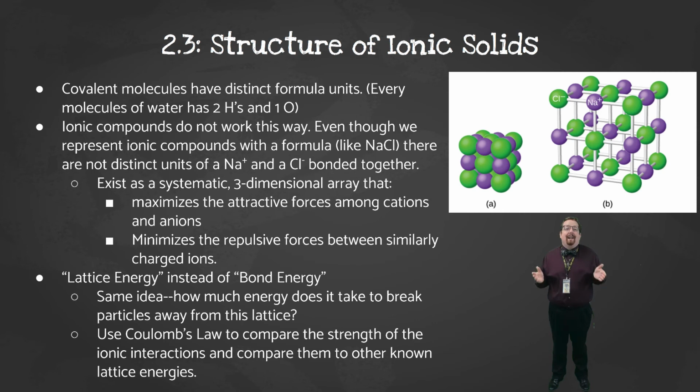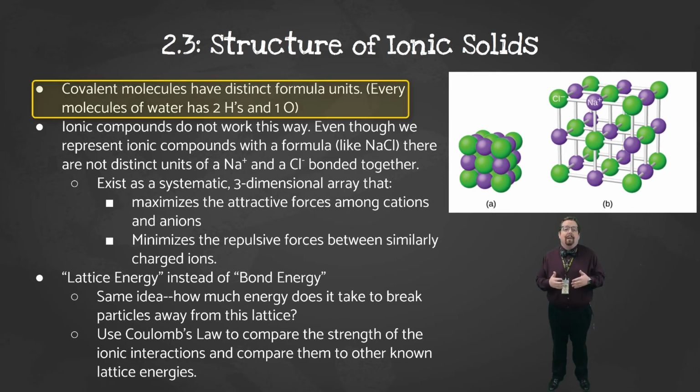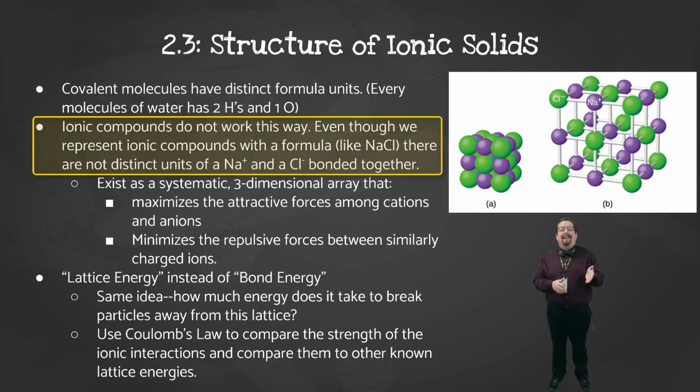Beyond understanding the interactions between the ions in an ionic compound, it's also important to understand the structure of an ionic compound. We often get used to working with chemical formulas, which work very nicely for covalent compounds. Covalent molecules exist as distinct formula units, each particle having a set number of atoms within it. For example, every molecule of water has 2 hydrogens and 1 oxygen. We write the ionic compounds in a very similar way, but they don't actually represent what's happening.